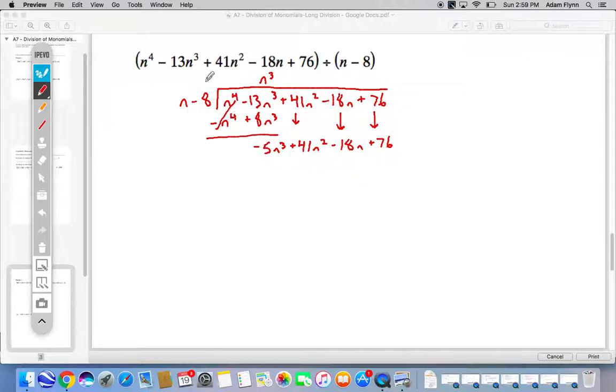So negative 5n cubed divided by n is negative 5n squared. N times negative 5n squared is negative 5n cubed. And negative 8 times negative 5n squared is a positive 40n squared. So I'll switch my signs. This becomes negative. This becomes positive. So the 5n cubes cancel. Now I have 41n squared minus 40n squared. So I'm left with n squared. I'll keep bringing things down. So I have negative 18n and my plus 76.